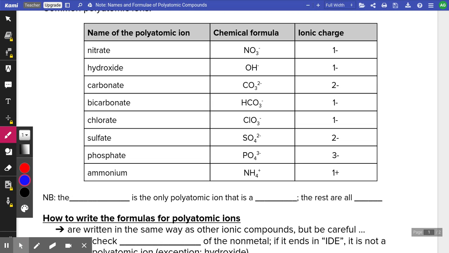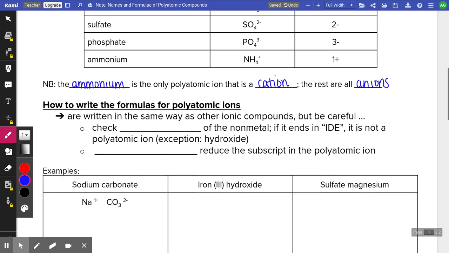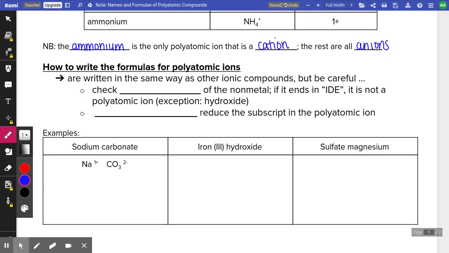If you take a quick look at the table, you'll notice that the ammonium ion is the only one that's actually a cation, so it's the only one that's positively charged. All the rest are anions, therefore they're all negatively charged. In the context of ionic nomenclature, you can have a polyatomic ion as your anion in an ionic compound. How do you write the formula for polyatomic ions?